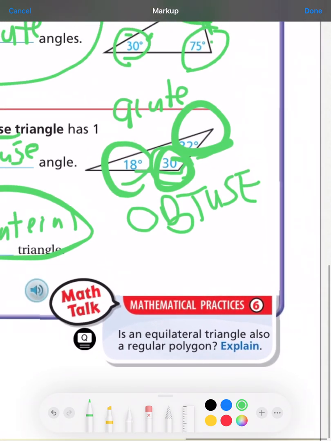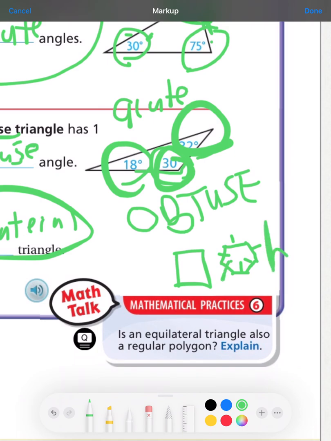is an equilateral triangle also a regular polygon? Now, regular polygons have all the sides the same, like a square, like a pentagon. What's he drawn? Uh-oh, he drew a hexagon. I can't help it. It's got 1, 2, 3, 4, 5, 6 sides. That's a hexagon. Hexagon. Square. And an equilateral triangle, is it a regular polygon?